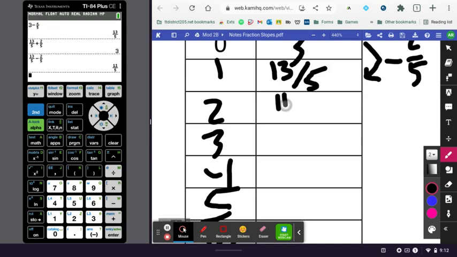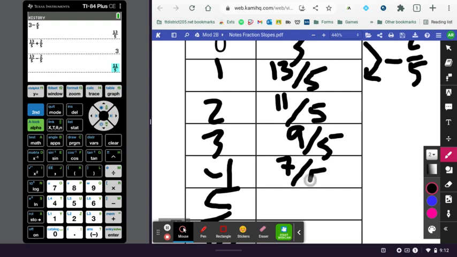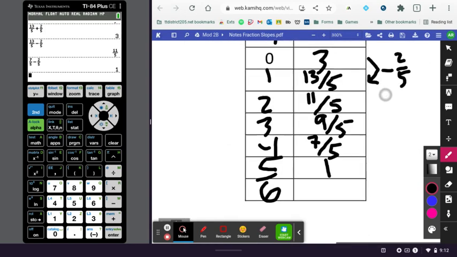Subtracting 2/5 is 11/5. 11/5 minus 2/5 gives us 9/5. 9/5 minus 2/5 is 7/5. I'm not going to use the calculator. Now let's try this one. 7/5 minus 2/5 gives us 1, and there's a nice number.